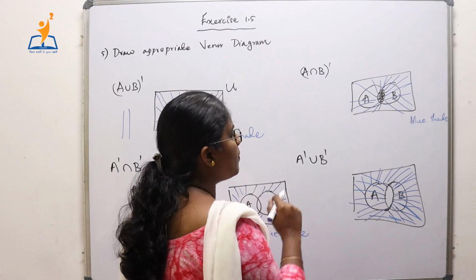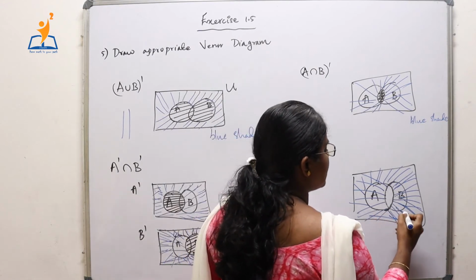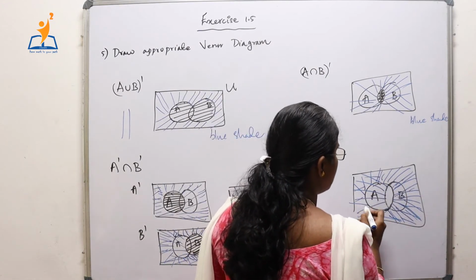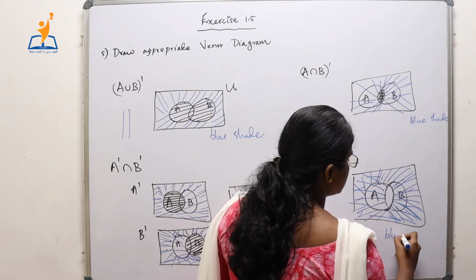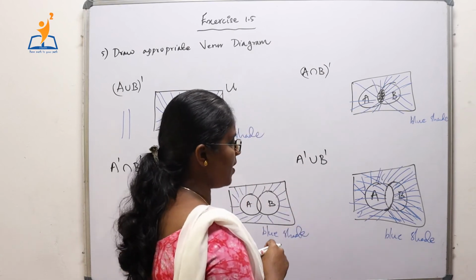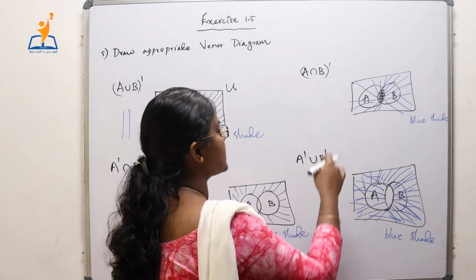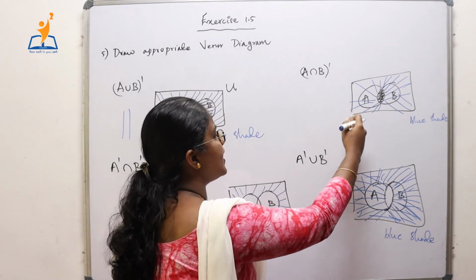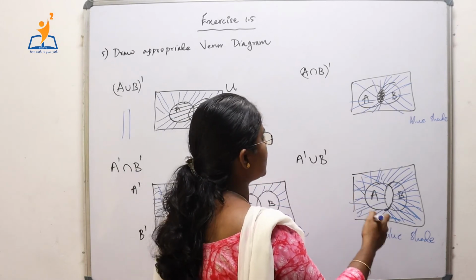What is A complement union B complement? The region shaded with blue here. So blue shade is A complement union B complement. So look at these two pictures. Here we have blue shaded region and here also we have blue shaded region.